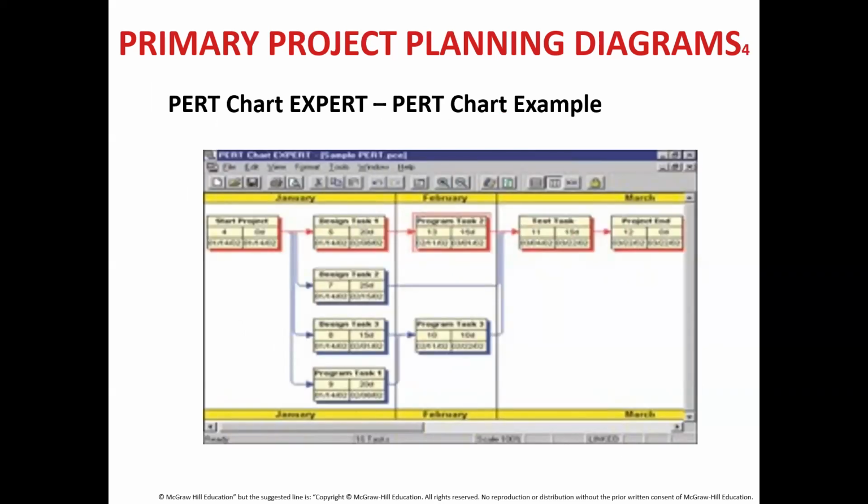Refer to the diagram. The diagram illustrates a PERT chart. The boxes in red denote the critical path. Why is a critical path important? A critical path is important because it informs a project manager of the shortest time frame in which the project could possibly be completed.